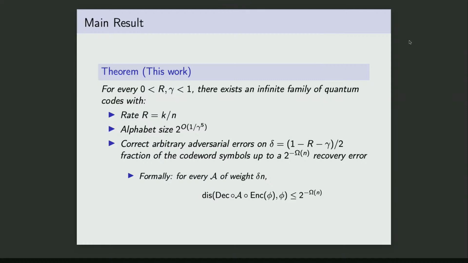And formally, just saying that if we have our message phi, we encode, the adversary acts on delta fraction of the symbols and we decode, then the distance, this could be trace distance, it could be fidelity loss, it could be actually diamond distance of the associated channels, which is actually what we want. But in all these notions, we have inverse exponential loss.